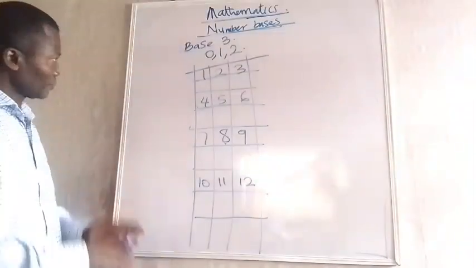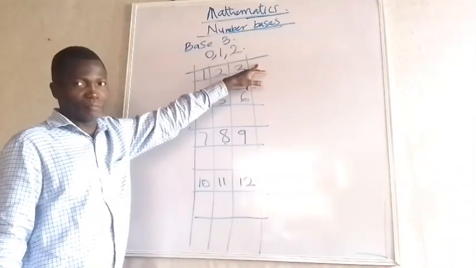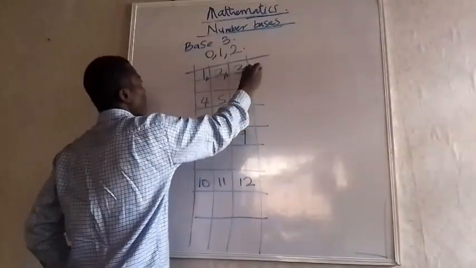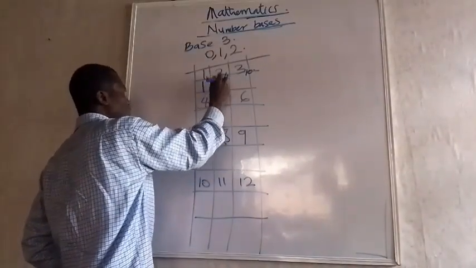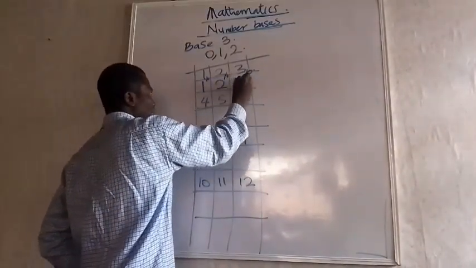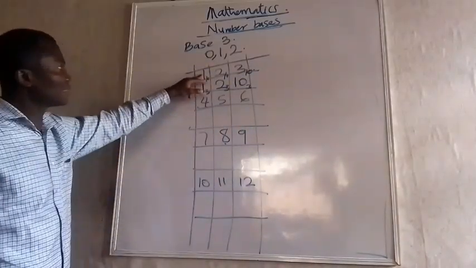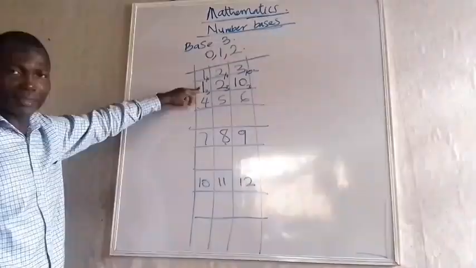Now, this is base 10. Please, I am putting base 10 up. So, for this one I have 1. For this one I have 2. When I get here, it will become 10. This is base 3. So, the equivalent of this one in base 10, this is the equivalent in base 3.